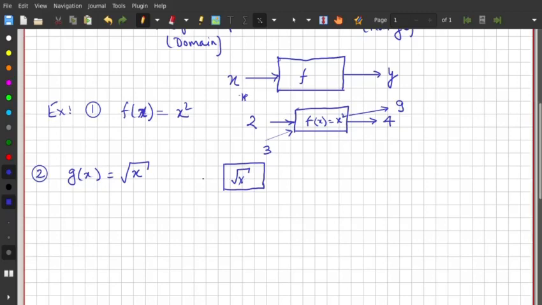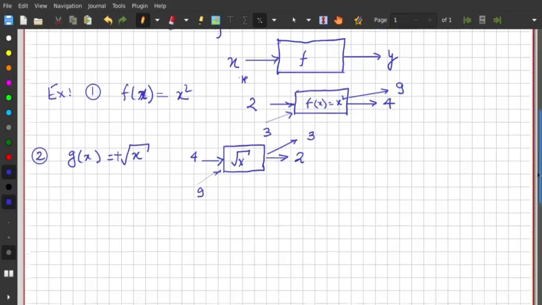Okay, so it takes an input, let's say it takes the input 4. Let's say what it does is provide a positive value of it, so it gives the output 2. Similarly, let's say we give it an input 9 and it gives us an output.